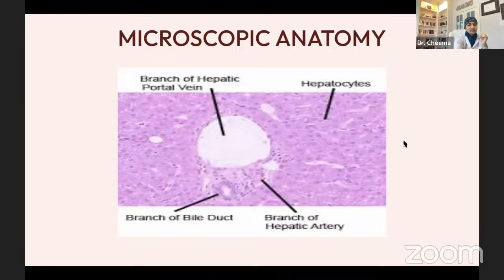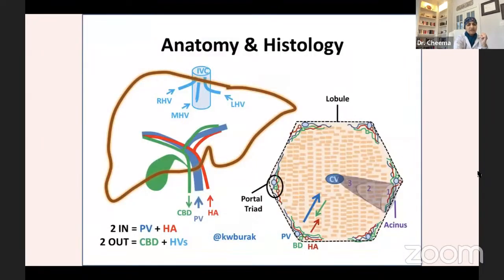Can you please go on to the next slide, please? All right, so you can see over here what we talked about: the acinus, lobule, and the portal triad, okay?